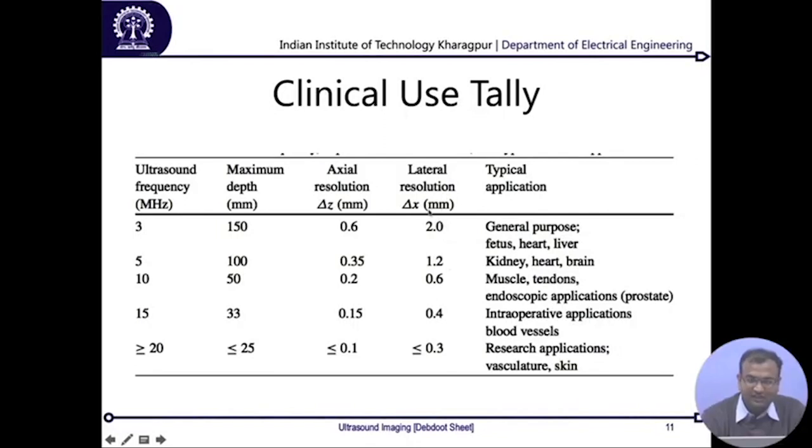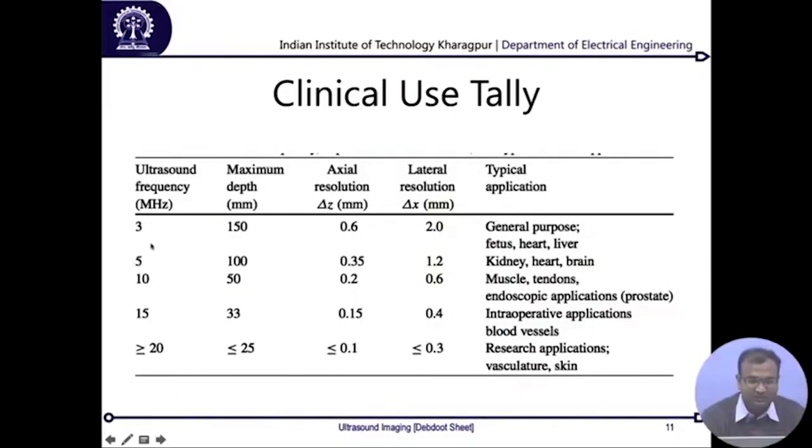The other factor is obviously lateral resolution, which is along the length of the transducer, how much resolution you are achieving, and that is also dependent on the frequencies. As you see, if we increase frequencies, the maximum depth of imaging decreases, but your resolution increases, and based on that we have different organs which can be imaged with different frequencies of transducers, and this is what clinicians refer to as a standard tally. So 3 megahertz is for general purpose or fetal ultrasound, heart and liver ultrasound, whereas 5 megahertz is for kidney, heart and brain, and that is again looking at what depth and what resolution I would need for looking into my pathological structures.